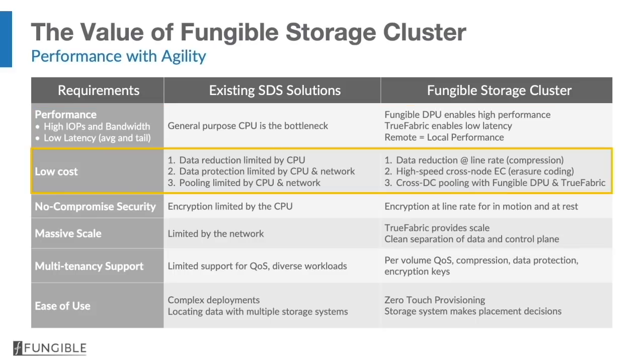To achieve low cost, we do three things. First, the DPU has world-class compression capability built into it, and it's better or as good as the best compression in the world, widely known to be Google's Brotli. Secondly, we do cross-node erasure coding.